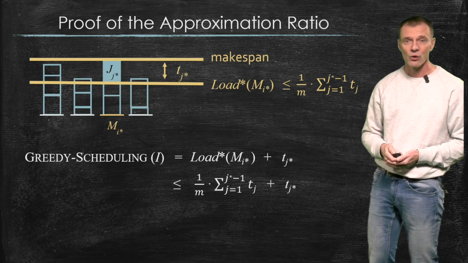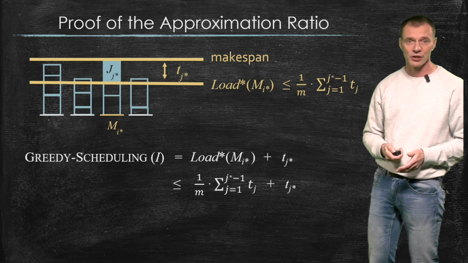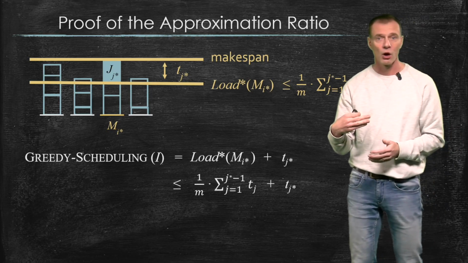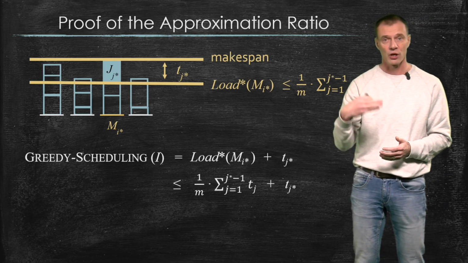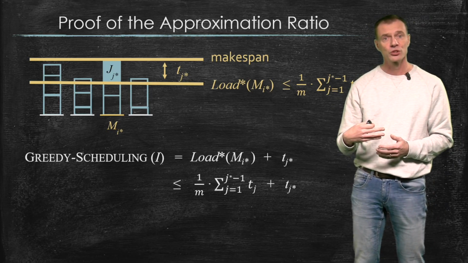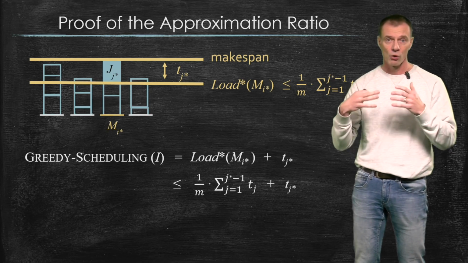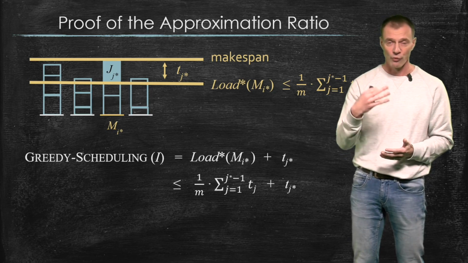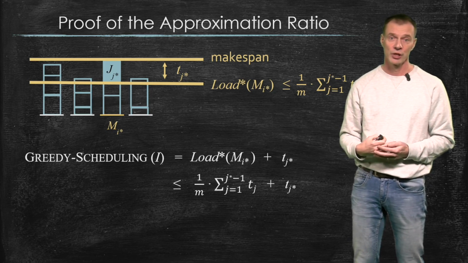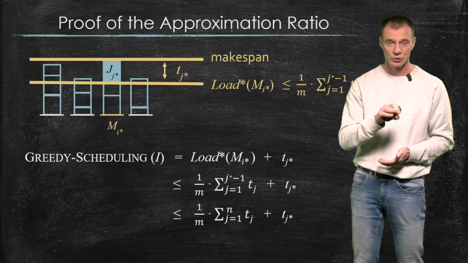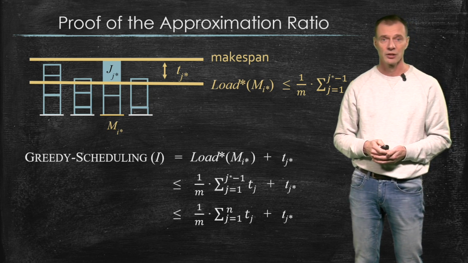Okay, now let's do the following. If you look at this summation here, instead of only doing the summation all the way up to j star minus 1, I'm going to do the summation over all the jobs. So I'm going to look at the sum all the way up to n. And obviously that will give me an upper bound on the previous summation. So that explains the next line.